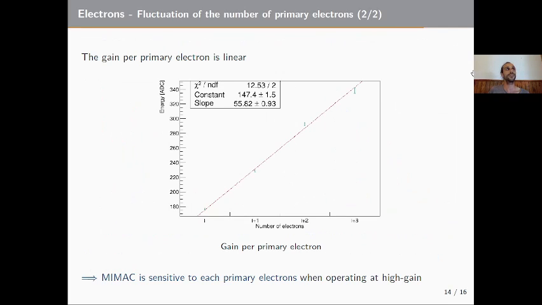And if we plot the energy of each population versus the number of primary electrons, we observe this linear tendency. In this case, the slope is the gain per primary electron, and we have access to it with no need of the W value. It means also that MIMAC is sensitive to the fluctuation of primary electrons, and then it is sensitive to each primary electron.